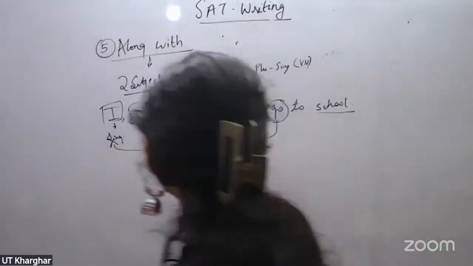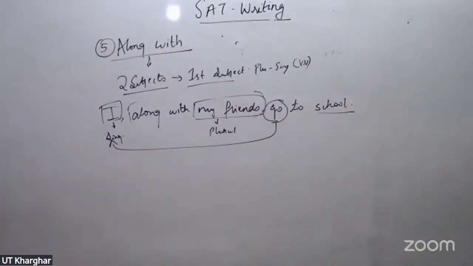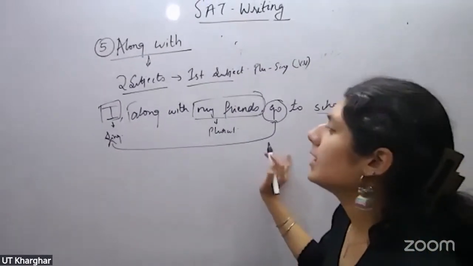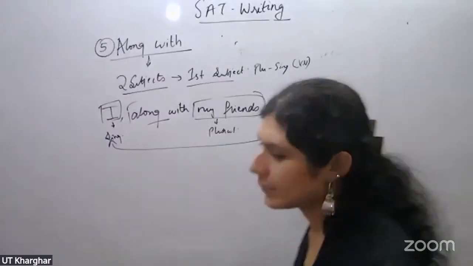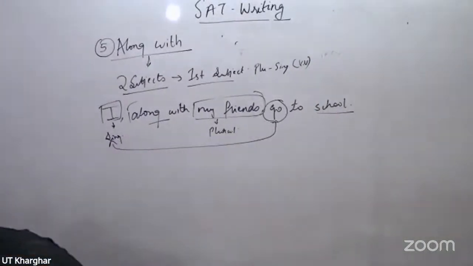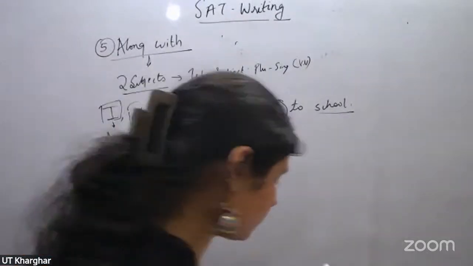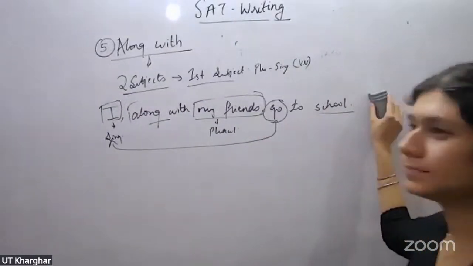So are these two coinciding with each other? I go to school. Okay, my friends go to school. It is also right. But always when you have along with, these two should coincide with each other. I'll give you an example. Have you written this down?